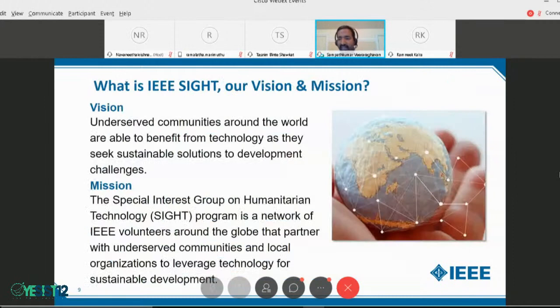So with that said, essentially SIGHT is a program which offers a platform to bring together three pillars to drive IEEE based community centric programs. One is the non-profit organizations, the IEEE members, and then the community itself. These are the three pillars of a typical SIGHT program. And you can see here, it's a network of IEEE volunteers around the globe, partnering with underserved communities and local organizations to leverage technology for sustainable development. That's how IEEE comes into play in the sustainable development space. And we'll talk about SIGHT shortly.